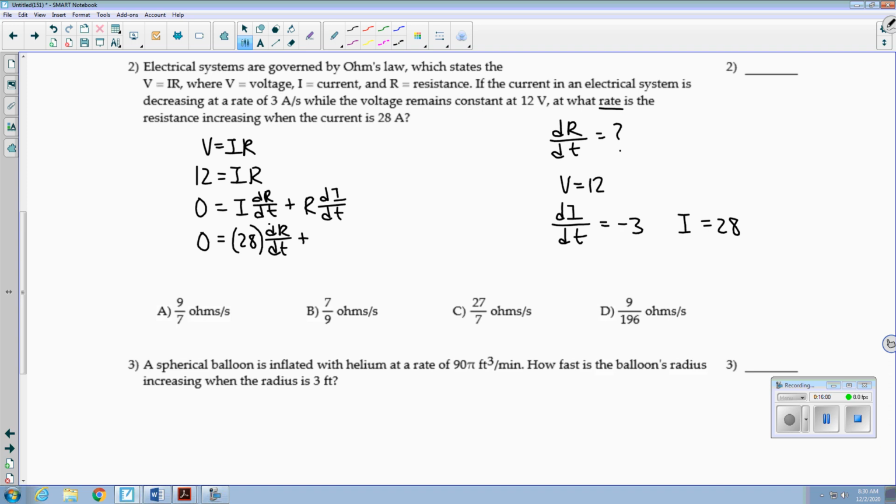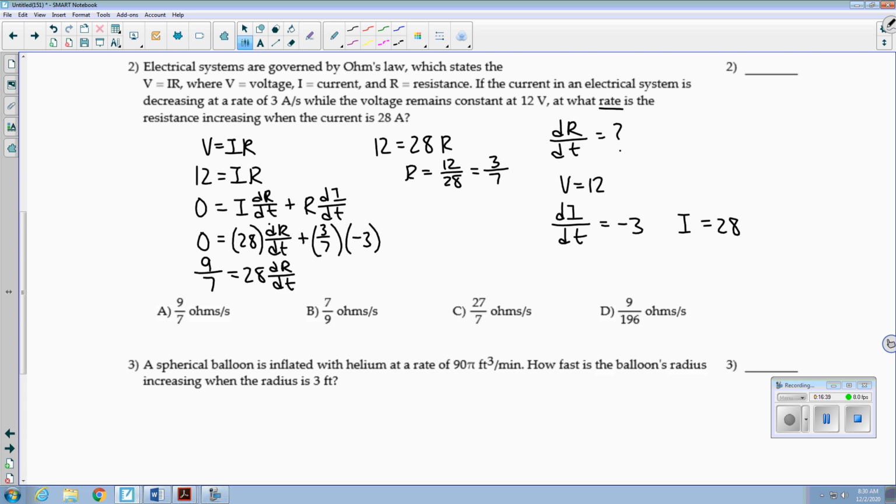But can we get it? Well, we know that voltage remains constant at 12, and we know at this point in time we have a current of 28, so we can solve for R using that equation, and we'll get R is equal to 12 over 28, which is equal to, if I divide both of those things by 4, 3/7. So 3/7, and then dI/dt is -3. So we're going to get -9/7, and I'm going to add it to the other side. So I'm going to get 9/7 equals 28 dR/dt.